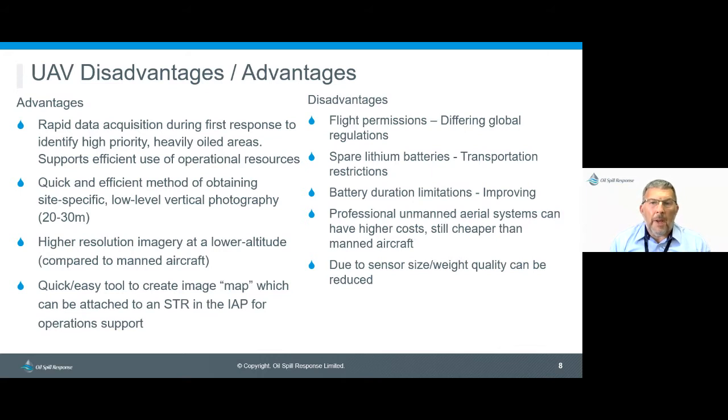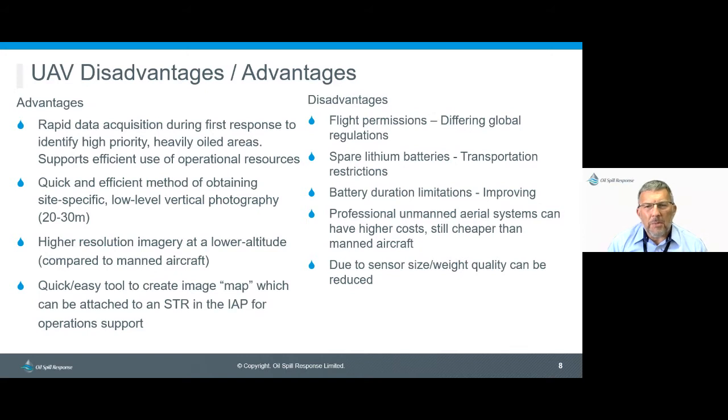There are some restrictions around spare lithium batteries. They can only really be transported by sea, so that can have some limiting factors. We tend to try and find providers in the country of the spill, or near to the country of the spill, so that limits the need to transport the UAVs by air, which can be quite difficult. Battery durations are also limitations. It tends to range from around 15 minutes up to an hour on some UAVs, but technology is improving all the time, and hopefully those battery duration times will improve.